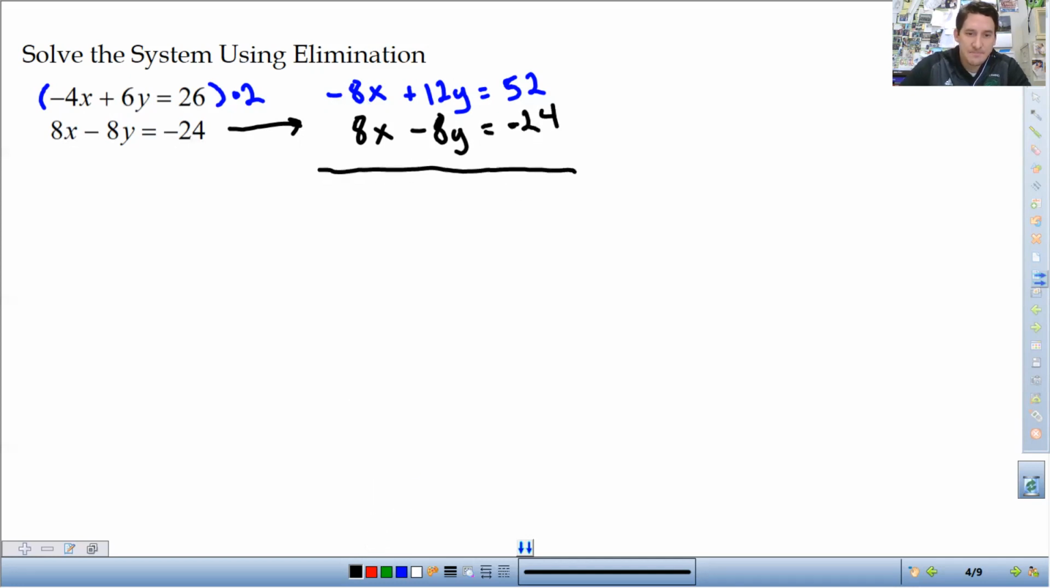Add them together. -8x and +8x cancel out. 12y plus -8y is +4y. It's equal to 52 plus -24. 52 minus 24 is 28. Now I'm going to solve for y, so I'm going to divide both sides by 4. And I get y is equal to 7.